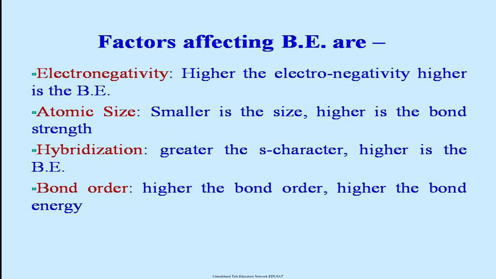For a higher bond order, the bond energy is higher. As the number of bonds increases, the energy required to break the bond should be higher. So these are the factors which affect the bond energy, according to their level.